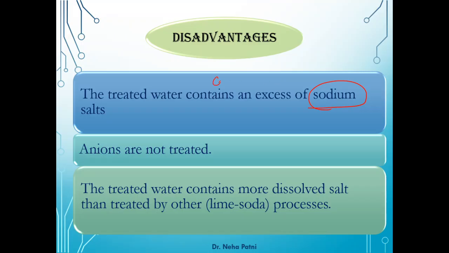Because whatever calcium or magnesium is present, let's say 1000 ppm, now the sodium ions are present in around 1000 ppm. So obviously the treated water contains excess of sodium salt. And I hope you remember that there is one hardness which you call pseudo hardness. The word pseudo means false or fake. So this kind of hardness gets induced when excess of sodium or potassium salts are present.